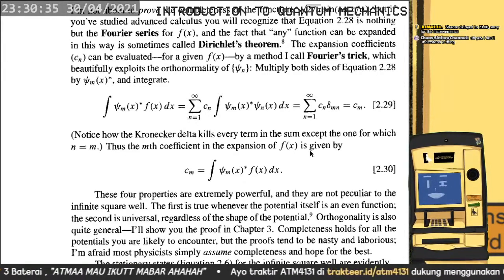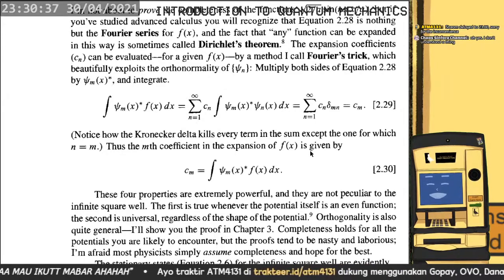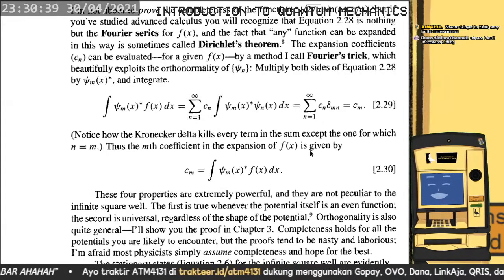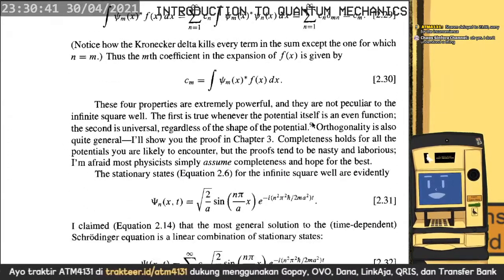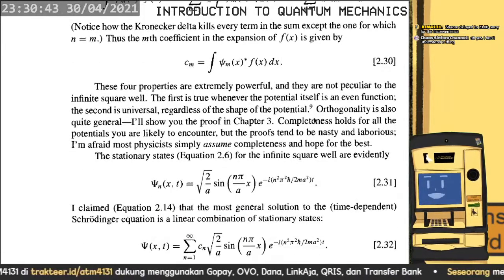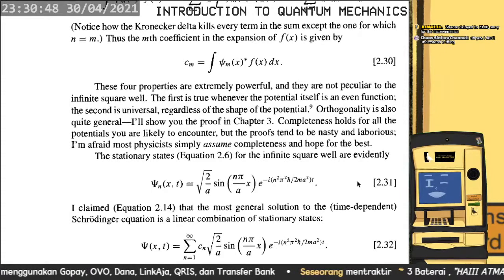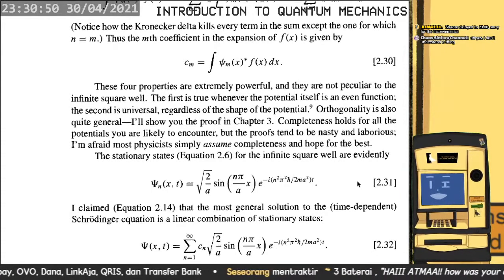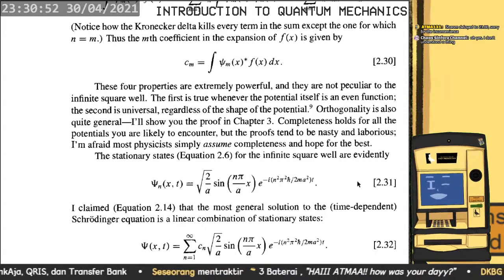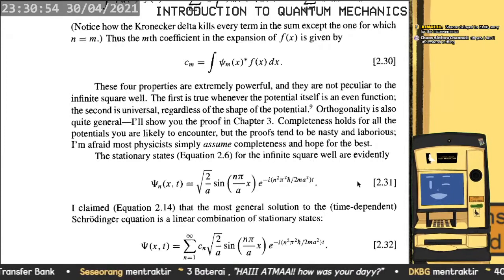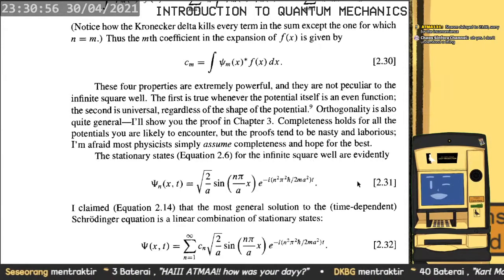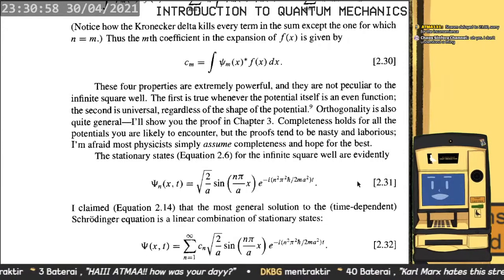Thus, the mth coefficient in the expansion of f(x) is given by another equation. These four properties are extremely powerful, and they are not peculiar to the infinite square well. The first is true whenever the potential itself is an even function. The second is universal, regardless of the shape of the potential.